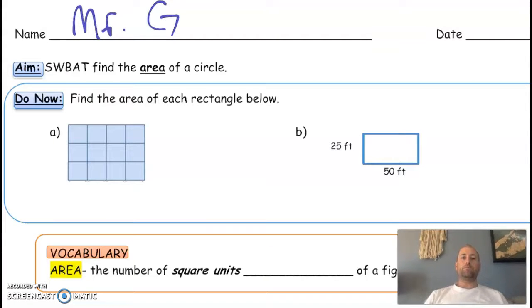We just got done doing circumference, which is the perimeter. That's the distance around a circle. Now we're going to see how much fills it up. Just like we started with rectangles with circumference, we're going to look at rectangles with area.